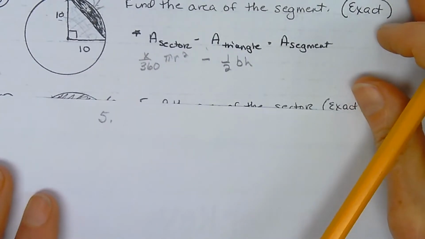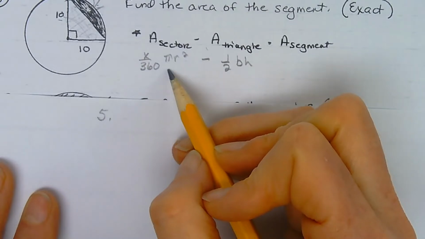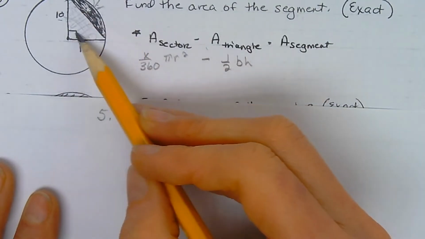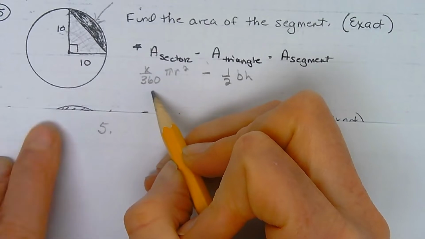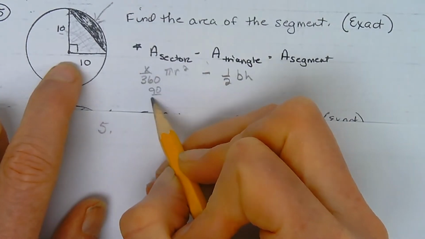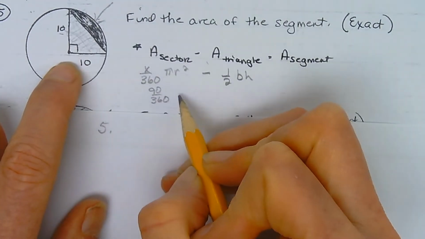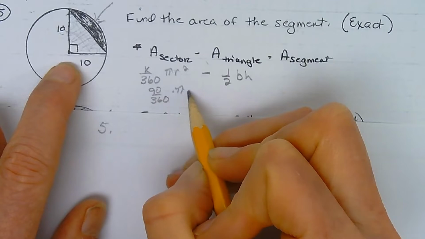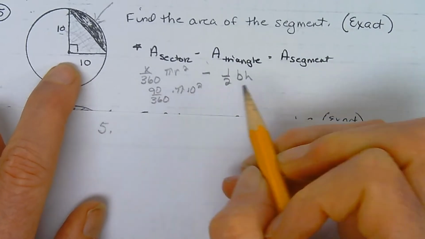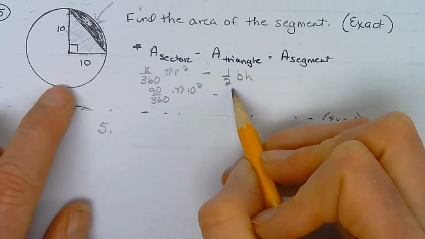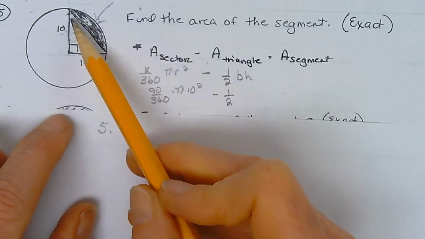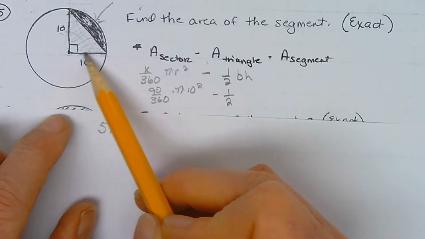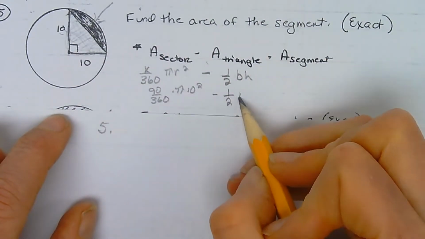So let's look and see what the area of the sector is. The area of the whole sector is going to be equal to 90 over 360 times pi times 10 squared. And the area of the triangle is 1/2. And since this is a right triangle, the base could be 10 and the height is 10. 10 times 10.